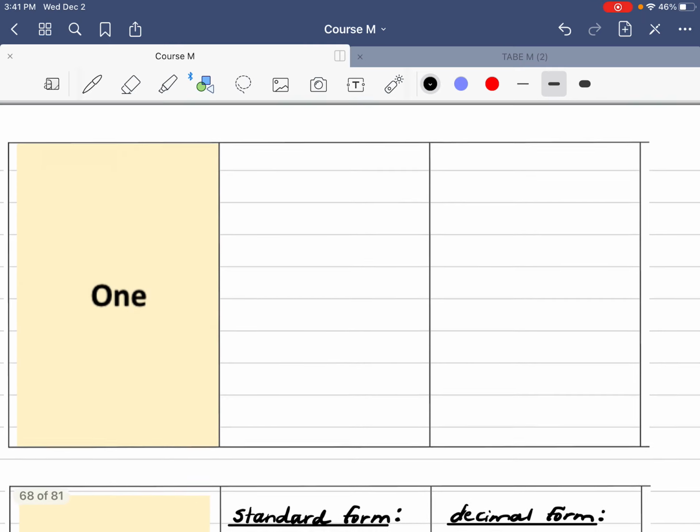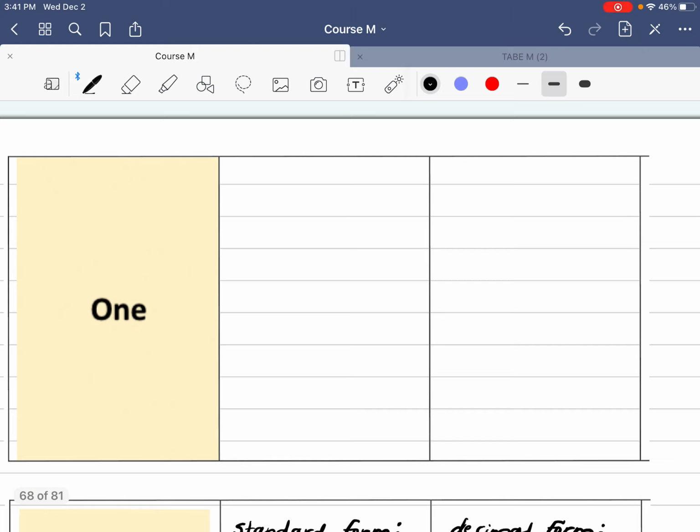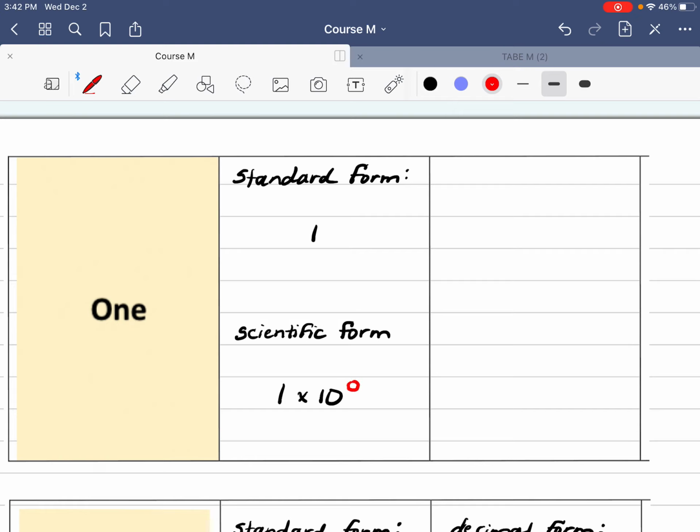All right, this one, believe it or not, is the one that throws people. So let's take it slowly. Let's do standard form first. 1. Scientific form. It's 1, always times 10 to the what power? How many zeros do you see in standard? There are none, so it's to the 0 power. That looks bizarre, I know.